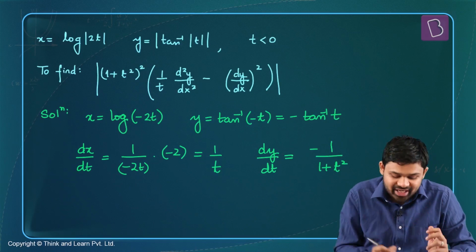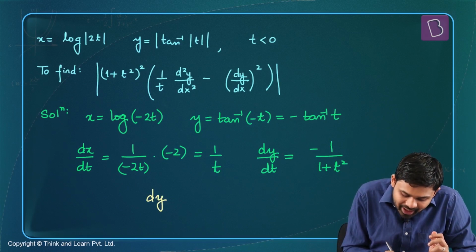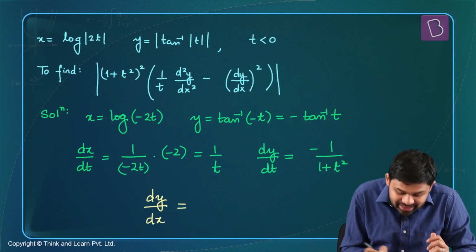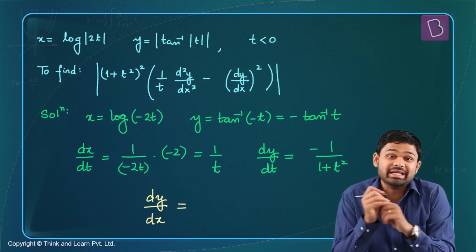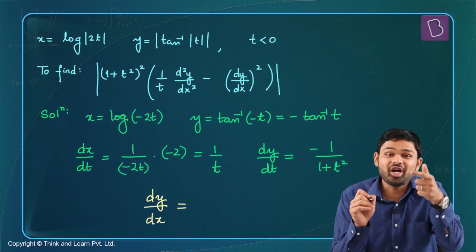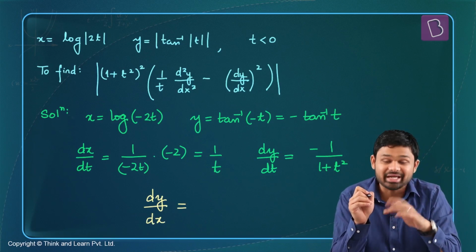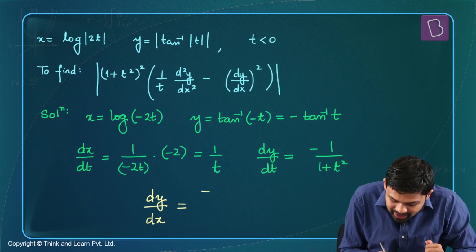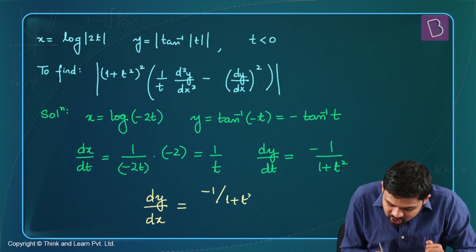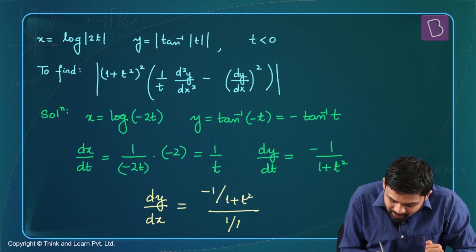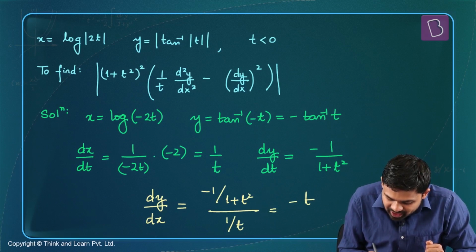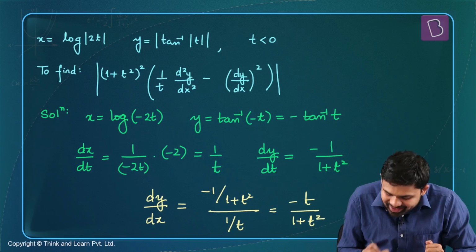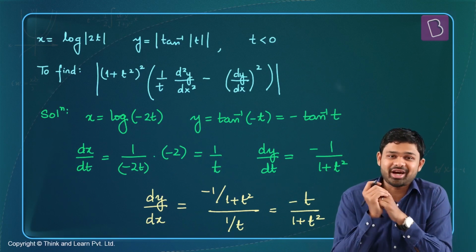And from here, we get the value of dy by dx as dy by dt divided by dx upon dt. Don't do it the other way around. It is not dx upon dt divided by dy upon dt. It's the other way around, dy by dt upon dx by dt. So you get minus 1 upon 1 plus t square divided by 1 upon t, which gives me negative t divided by 1 plus t square. That's the value of dy by dx.